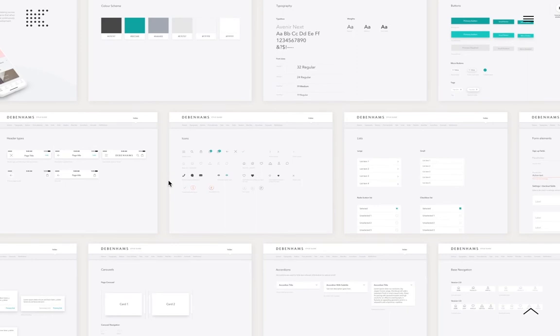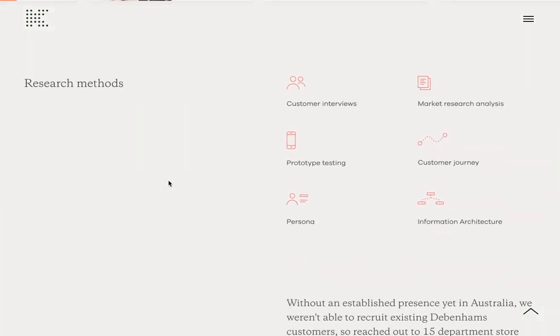As I said, in between, he put in some screens from his processes. Here we can see the style guide. Then the research methods. Talking about this process, the research methods carried out, you can see customer interviews, prototyping, testing, customer journey, the different things he did when he was working on this.